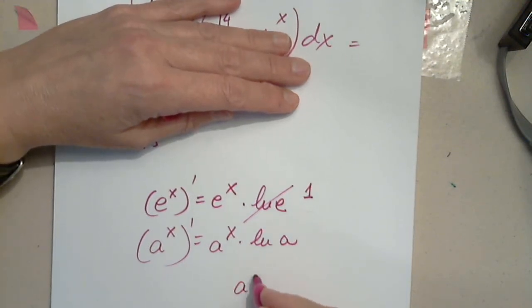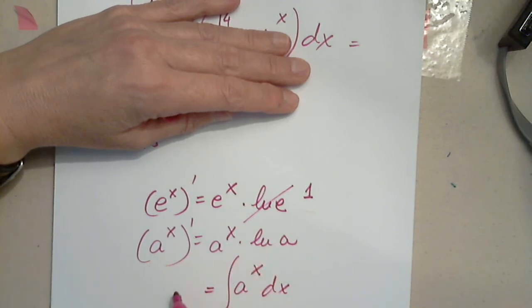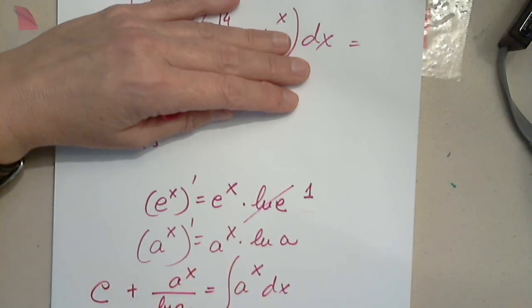When I integrate a to the x, I have to divide by this. So it's a to the x over natural log a plus a constant c. If when I differentiate, I have times natural log a, when I integrate, the answer has to be this.